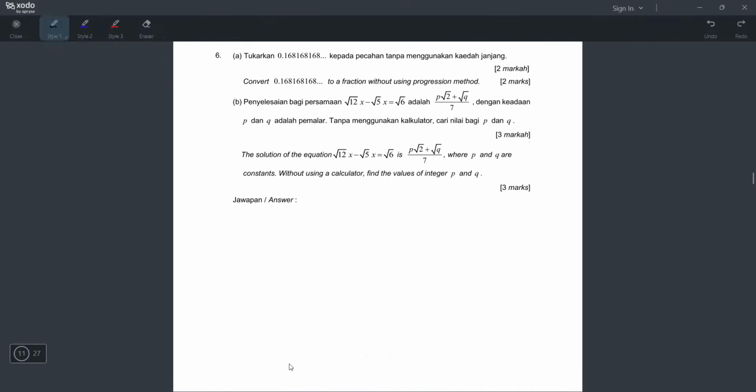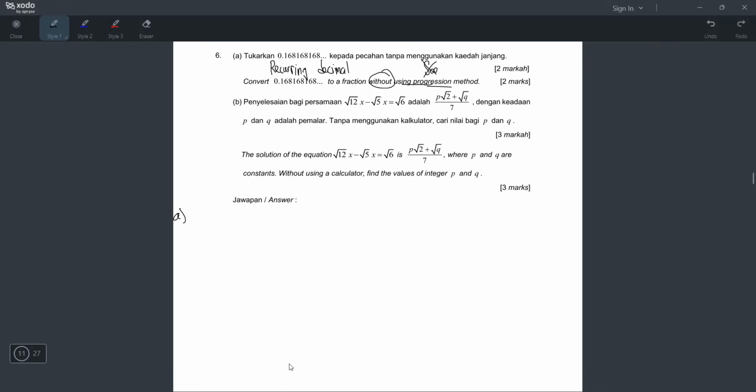Okay, so that's it. Let's go to number 6a. Convert this whole thing to a fraction without using the progression method. What does it mean by without using the progression method? Actually, this type of decimal we call a recurring decimal, right? For my own students, I taught this recently in class, and I teach them two methods. One is the normal method, one is the progression method. The progression method is where you have to use the S infinity formula. But since this question wants me to do it without the progression method, I will not be using the S infinity method. I'll be using the other method, which is the normal method, right?